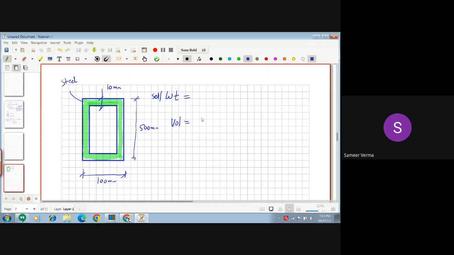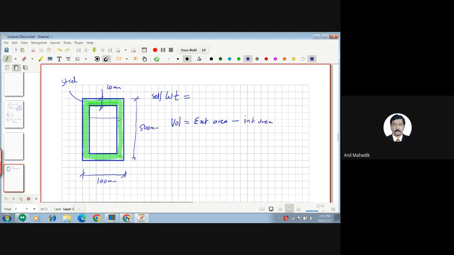Total area minus the area of the inner rectangle, into thickness. So external area minus internal area, right? Because I want this green area only, because this is the only material available. This is a hollow portion. Don't forget this. Many times people multiply 100 into 500 into 10, and I don't know why they do it like that. So you need to subtract the internal area from the outer area, so that you get the hatched green color area, right?